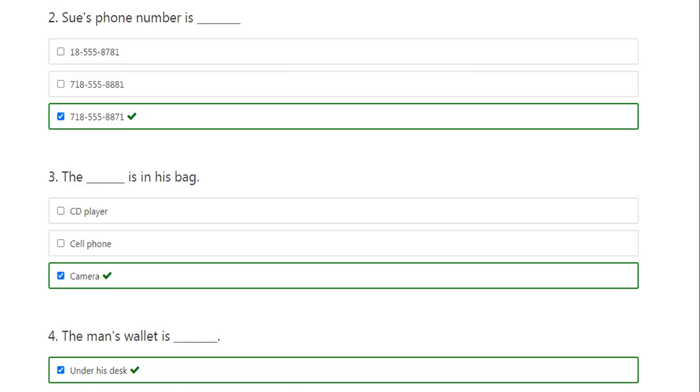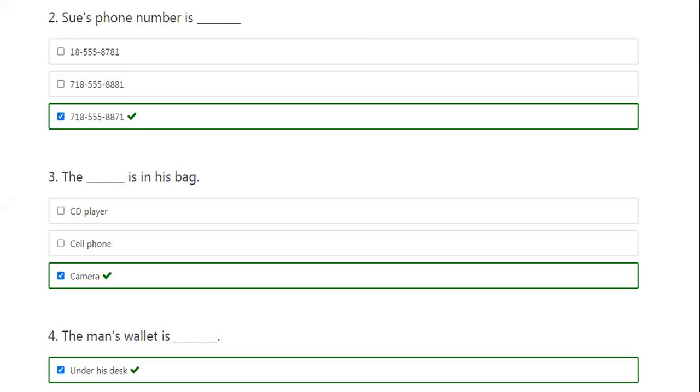Ok, number four. The man's wallet is under his desk. Vemos que en este ejercicio el chico está very worried about the wallet. Está preocupado acerca de su billetera, ¿verdad? It seems that it's lost. Parece que la ha perdido. So, the lady is trying to help and says, look in your bag, maybe, no, le dice, maybe it's in your pocket. Tal vez está en tu bolsillo. And the man says, no, it's not in my pocket. Maybe it's in your bag. And he says, no, it's not in my bag. And lastly, the lady says, oh, you should look under your desk. And finally, the wallet appears under his desk.